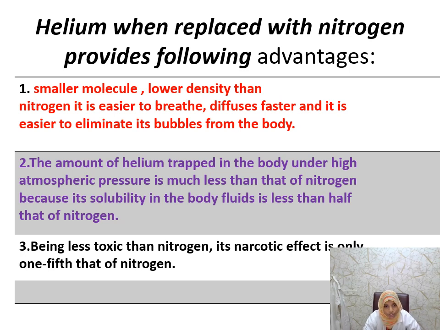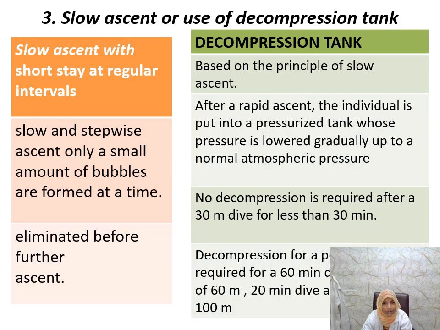First, it is a smaller molecule. It has got lesser density compared to nitrogen. It is easier to breathe and it diffuses faster, and its bubbles are easy to get eliminated from the body. And second, its solubility is less, unlike nitrogen, which was having more solubility in the fats of the neurons. And here it is less toxic than nitrogen, and its narcotic effect is only just 1/3 that of the nitrogen. Because of these three favorable properties, we are preferring helium over nitrogen.